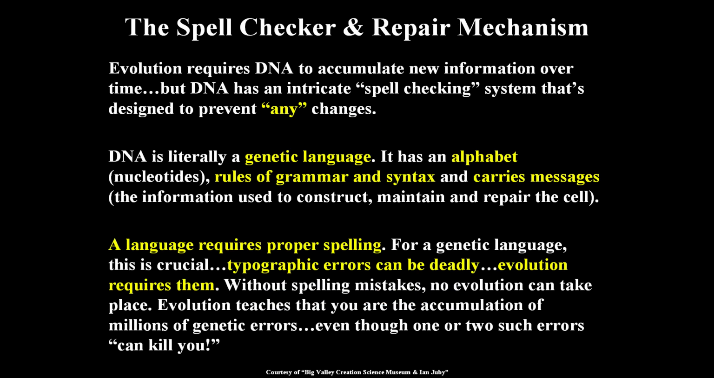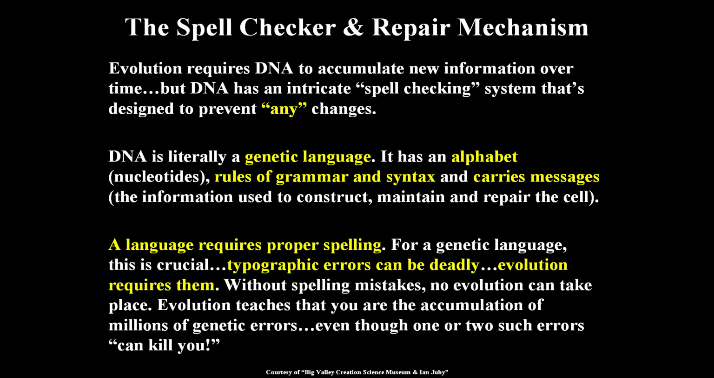Then there's a spell checker or a repair mechanism. Evolution requires DNA to accumulate new information over time, but DNA has an intricate spelling system, a spell checking system that's designed to prevent any changes. DNA is literally a genetic language. It has an alphabet, which are the nucleotides, rules of grammar and syntax, and carries messages, the information used to construct, maintain, and repair the cell.